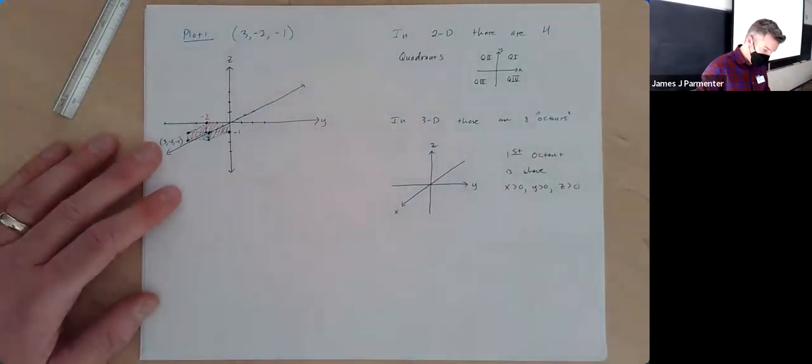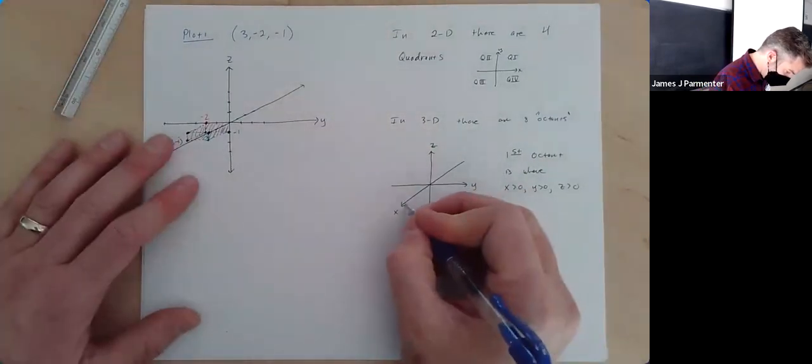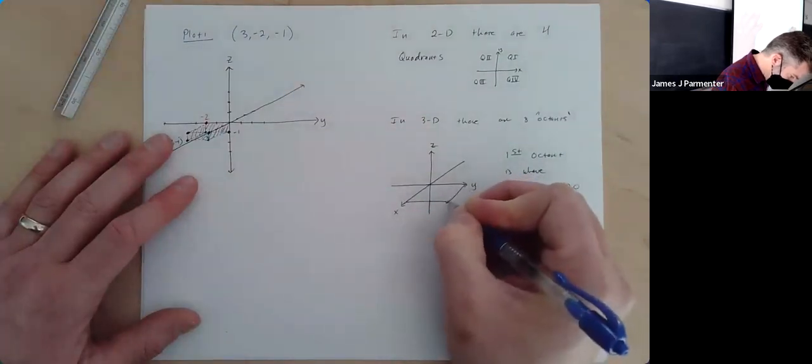And so you might do the following kind of thing. If I just look at the first octant here, I'm going to kind of draw part of the XY plane.